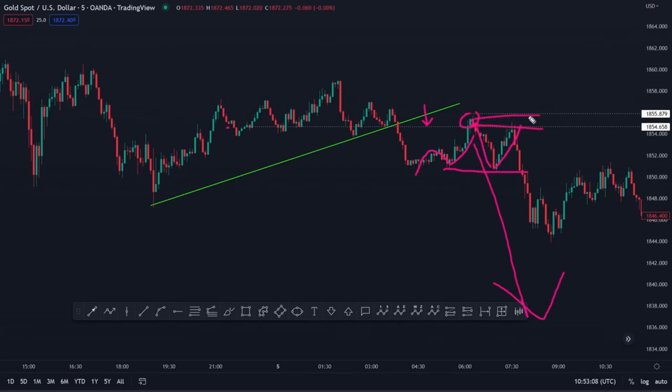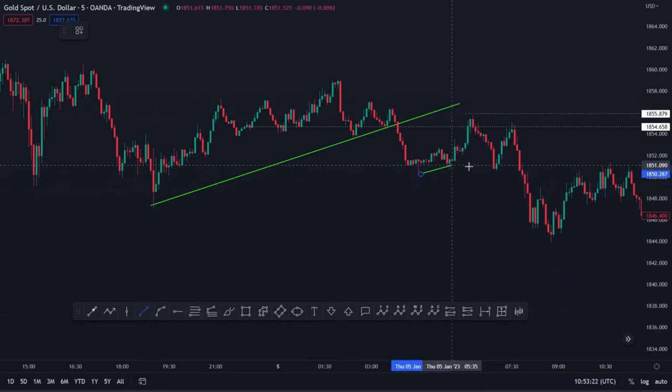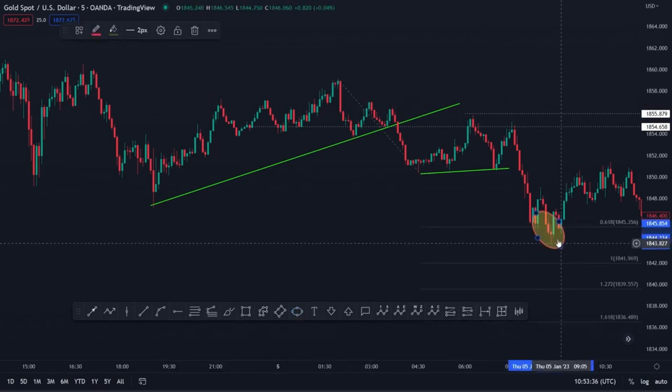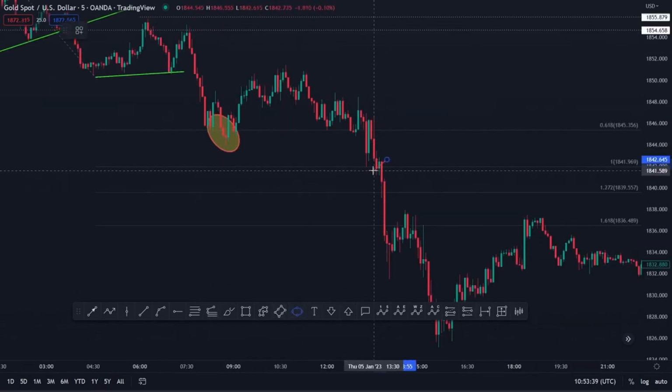But if we move on to the lower time frame, I think we can find a zone here, but we'll just see. So we have a correction over here, and then we will use a Fibonacci tool. That means your take profit is this one and even this one over here.